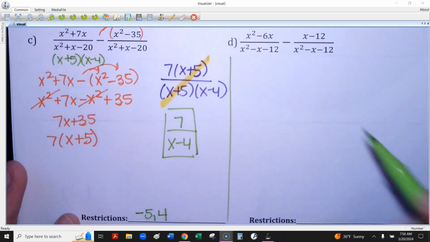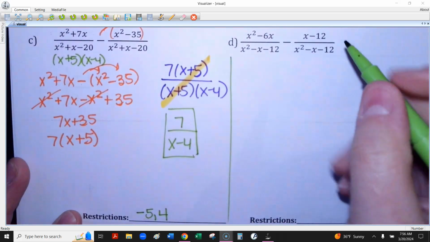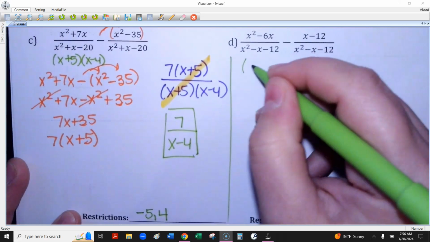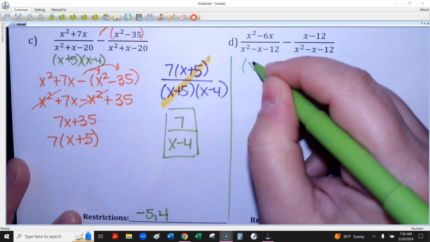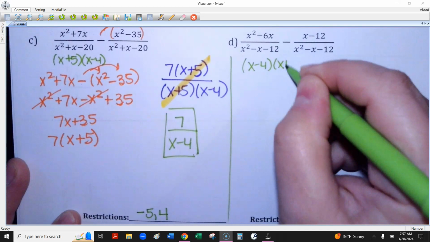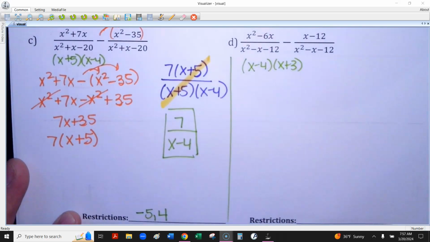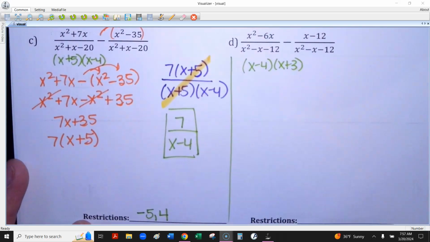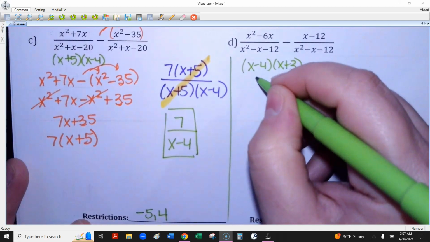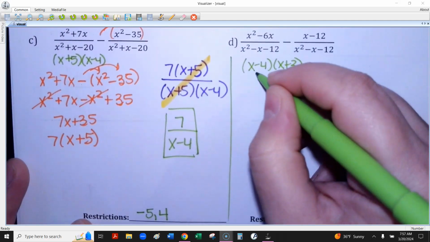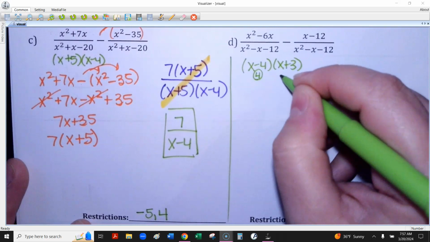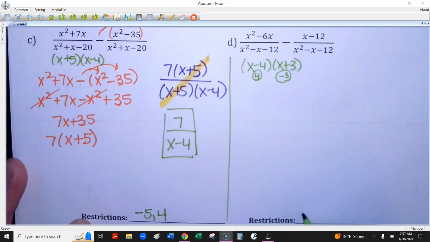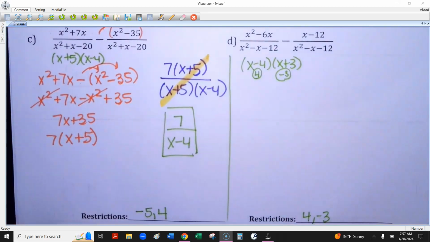Okay, let me do the same thing here, one more of these. So multiply to get -12, add to get -1. I'm going to do -4, +3. That would be the factored form of the denominator for both of those. So I can do my restrictions right now. They both have a common denominator already. So 4 would be a problem here, -3. So those are going to be my two numbers we don't want x to have plugged in for them.